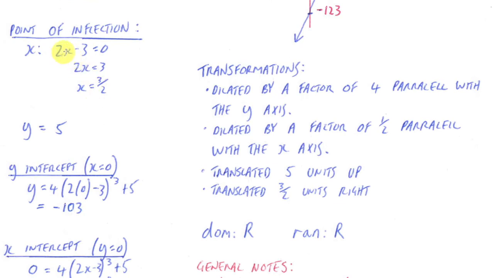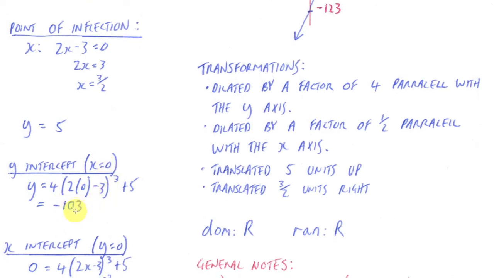So I have 2x minus 3 equaling 0 to produce x equaling 3 on 2. And the y value is that part at the end there, so that's just 5. So the point of inflection will occur at 3 on 2, comma 5. Y-intercept, simply sub x equaling 0 into the rule to produce negative 103.